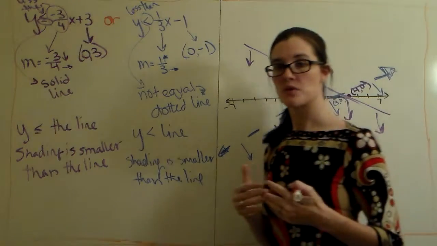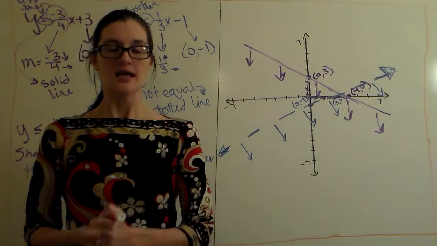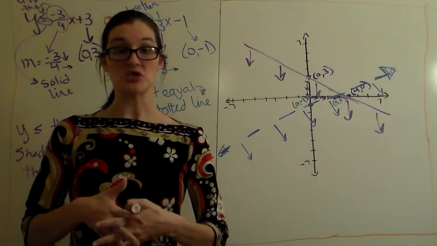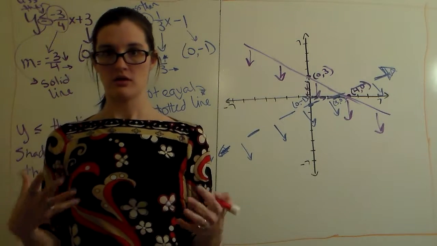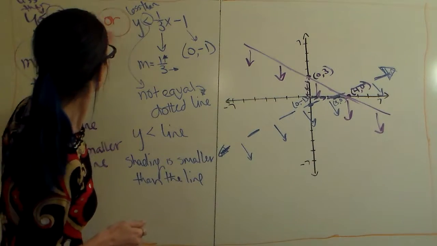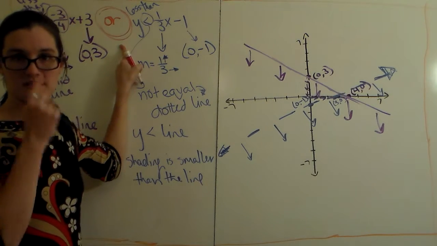And you don't always want what's double shaded. It depends on how your question is asked. Sometimes you want just the part that's shaded twice. Sometimes you want anything that's shaded at all. So the way you know is by the connecting word between the 2 equations.